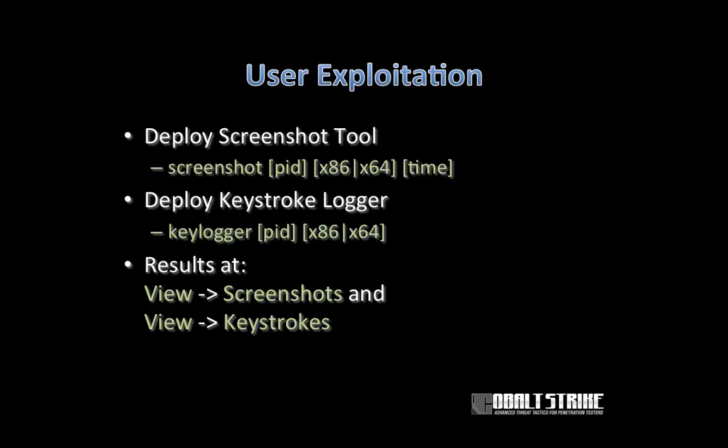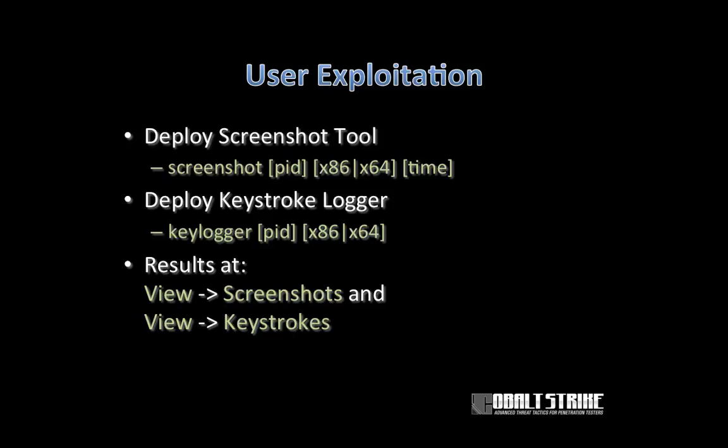Let's talk about user exploitation. Cobalt Strike's screenshot tool injects into a process of your choosing. It can be a 32-bit or a 64-bit process, and takes screenshots, one per check-in, for as long as you specify, okay? So to inject the screenshot tool in the process, just do screenshot, the process ID, give it the architecture, and specify how long you want to keep taking screenshots for. Optionally, you can leave the time out and the screenshot tool will just take one screenshot.